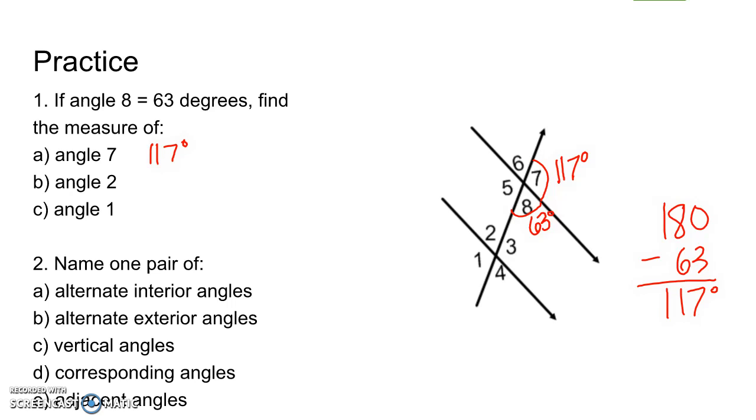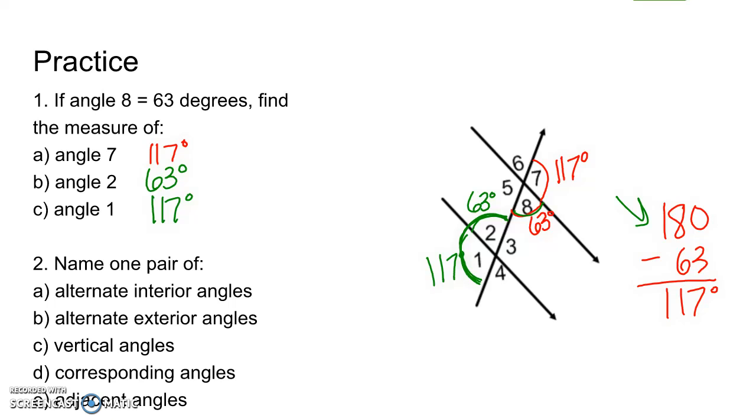Okay, angle 2. Angle 8 and angle 2 are alternate interior angles, which are congruent. So this would also be 63 degrees. Angle 1. Angle 1 and angle 8 don't have a relationship, so I'm going to use 2 and 1 to find that angle measure. 2 and 1 are supplementary, so I would subtract 180 minus 63. I already did that over here. So angle 1 is 117.